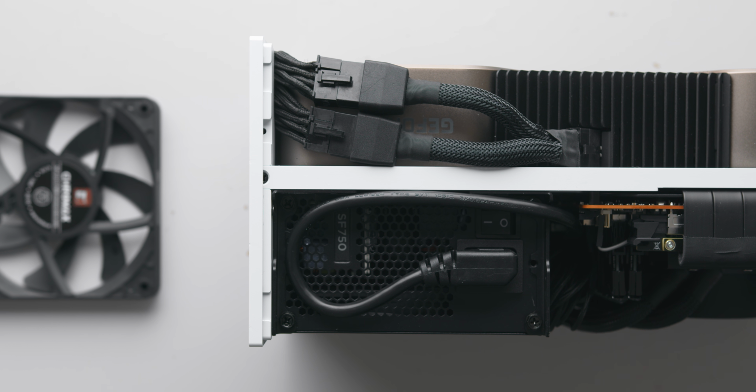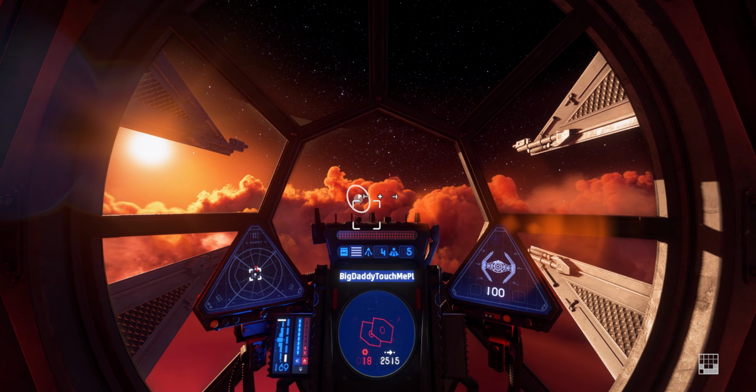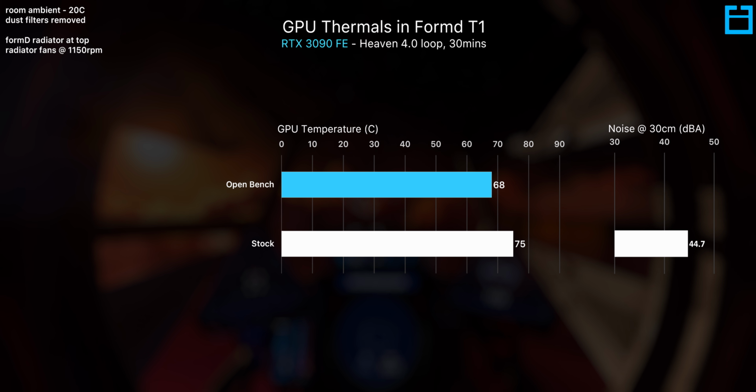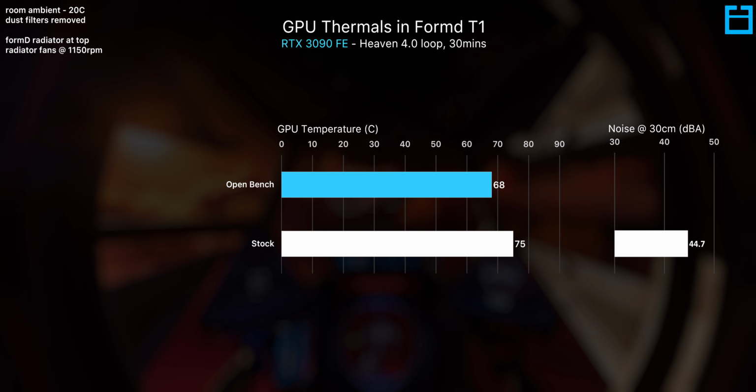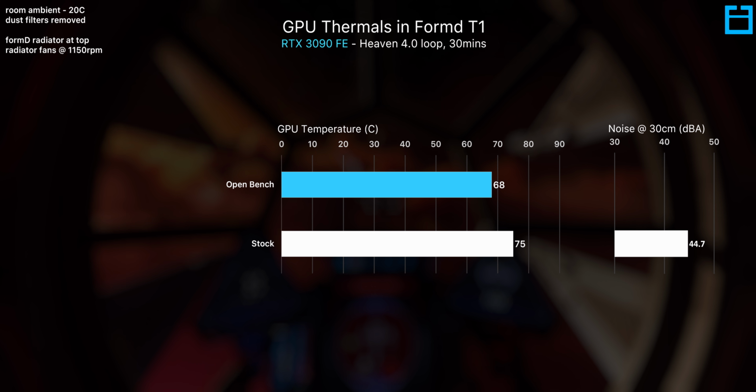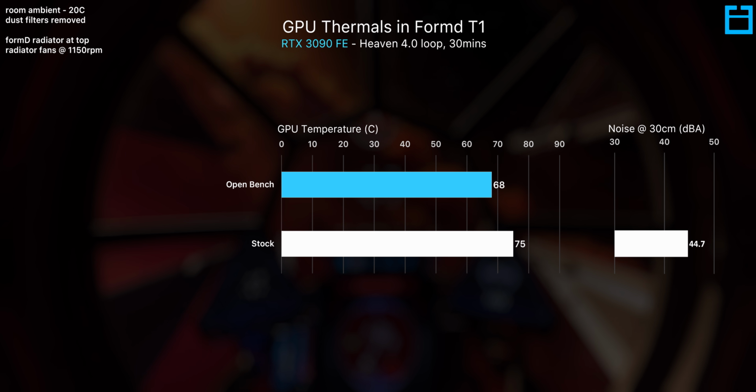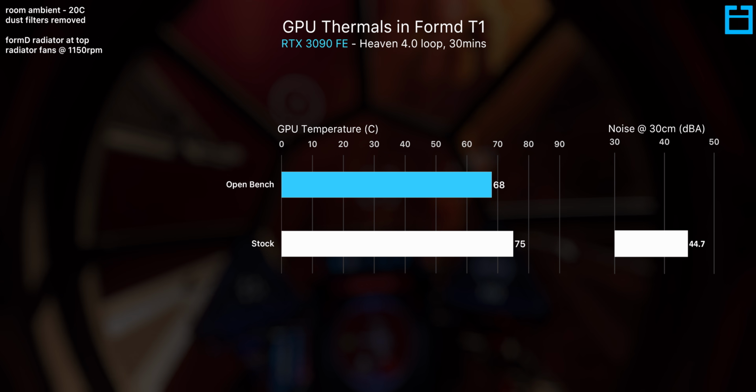But how is the performance? Well, after 30 minutes in a Heaven 4.0 loop, the 3090 settles in at 75 degrees C with an ambient room temp of 20. This is 7 degrees C warmer than an open test bench with a faster fan speed as well. And honestly, that's a lot better than I was expecting.